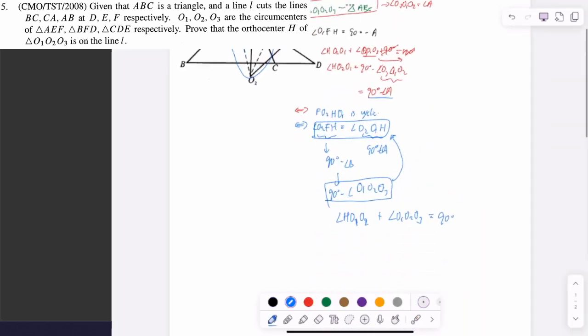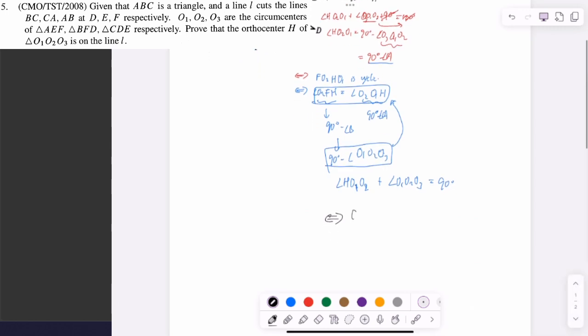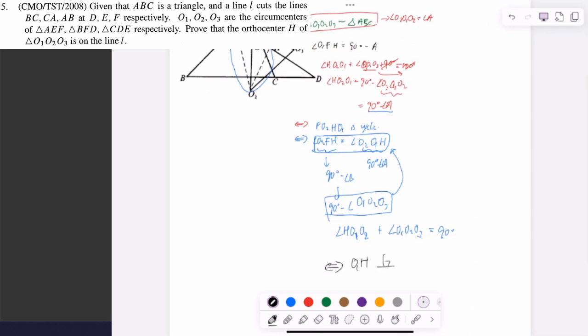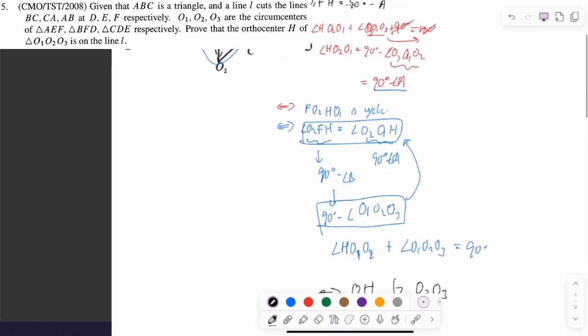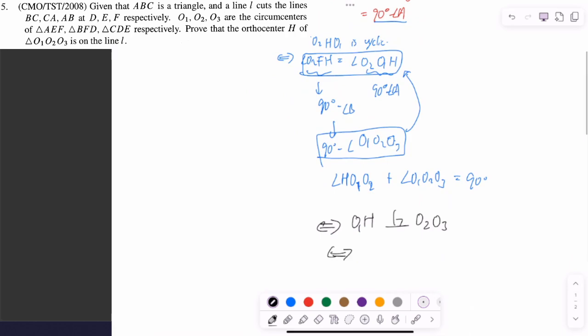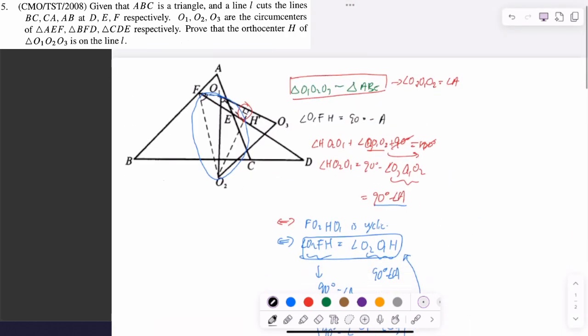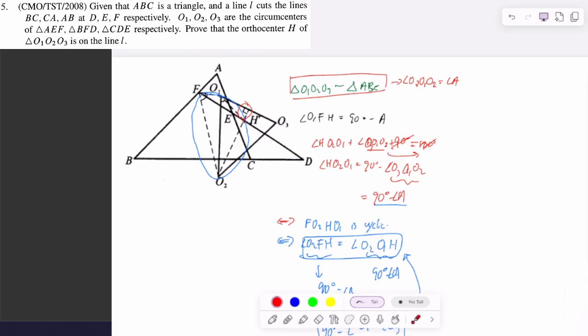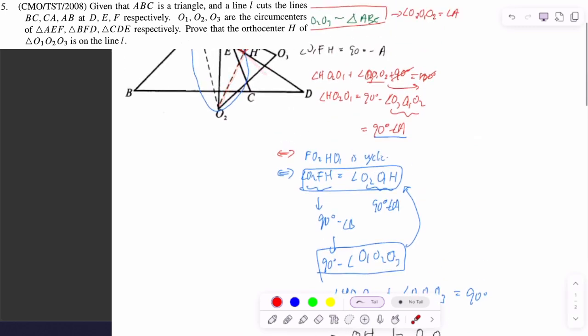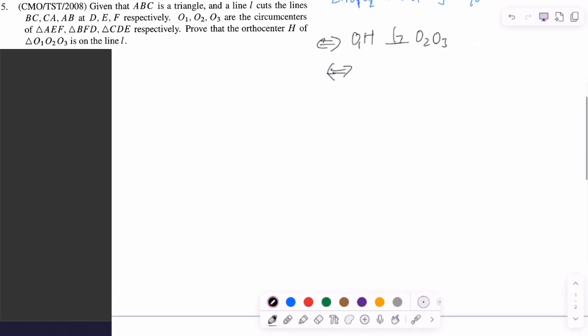Okay, that means O1H is perpendicular to O2O3. So that means H is already the intersection between two altitudes. So H is the orthocenter.